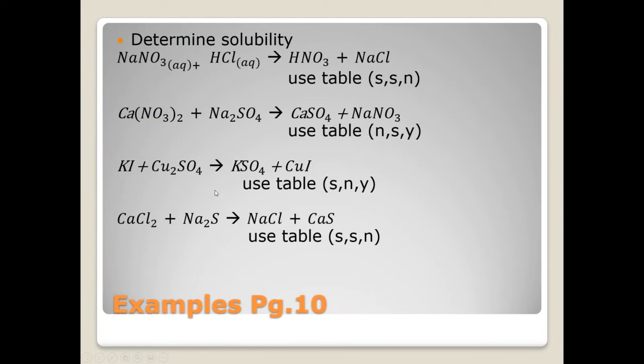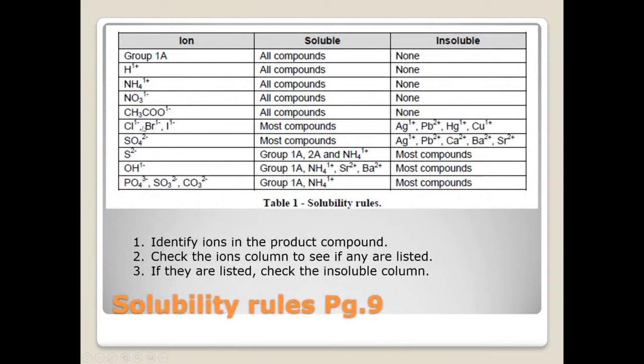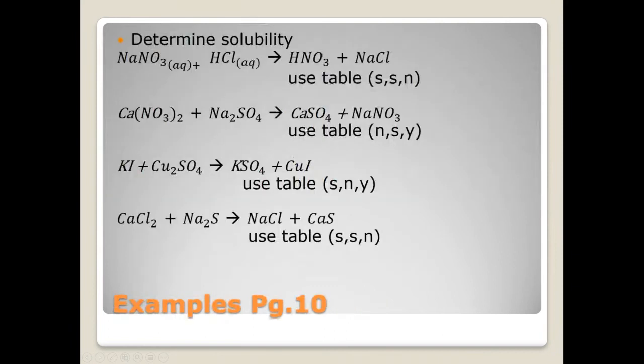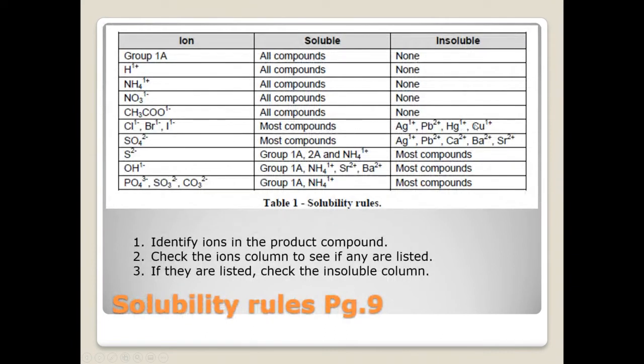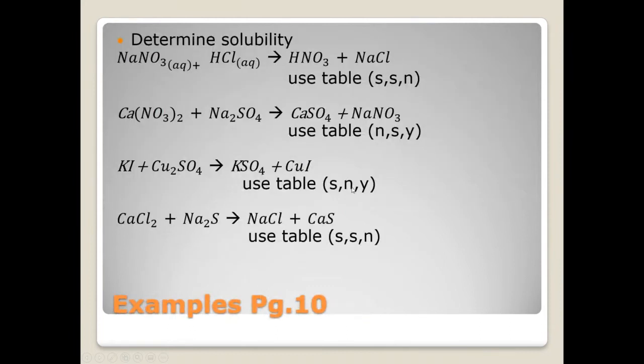Next, we have copper iodide. So again, we're looking for copper here. Don't see it anywhere, but I do see iodide. Here's iodide, and it is soluble with most compounds, except not copper. So insoluble. This is soluble. This is not soluble. Therefore, we are going to have a precipitate. So yes, for precipitate. So I hope that's adequate to get you through. I'll let you do the last one yourself there.